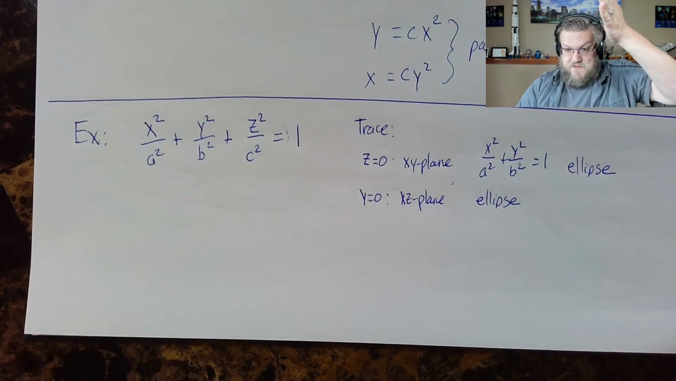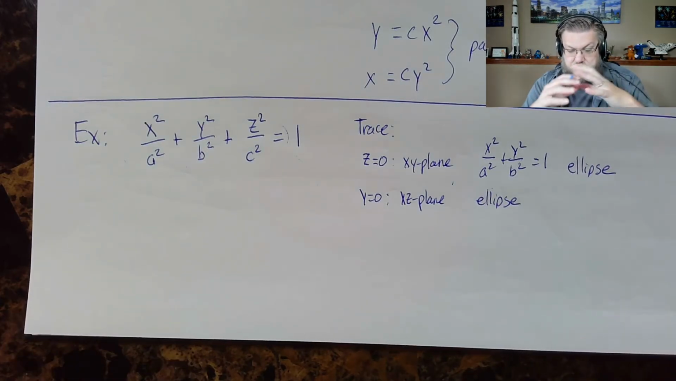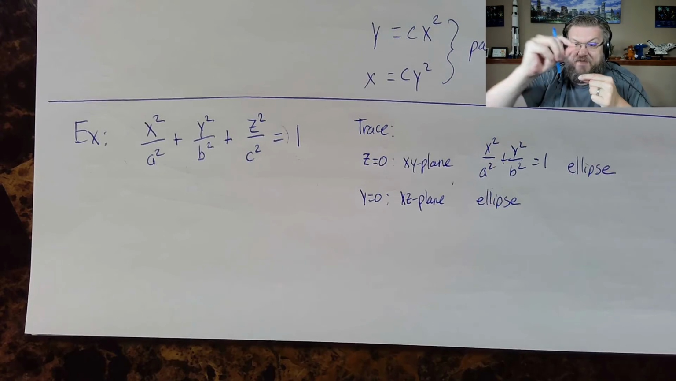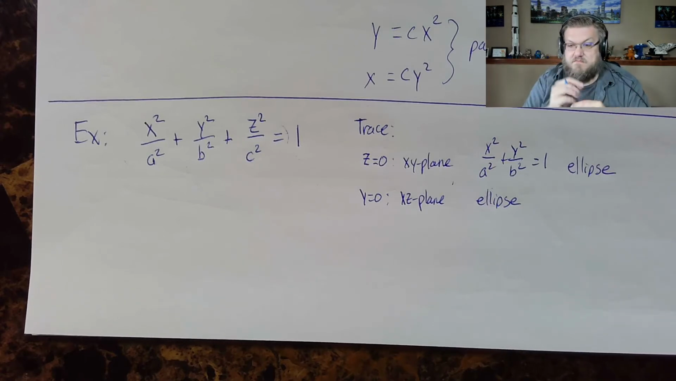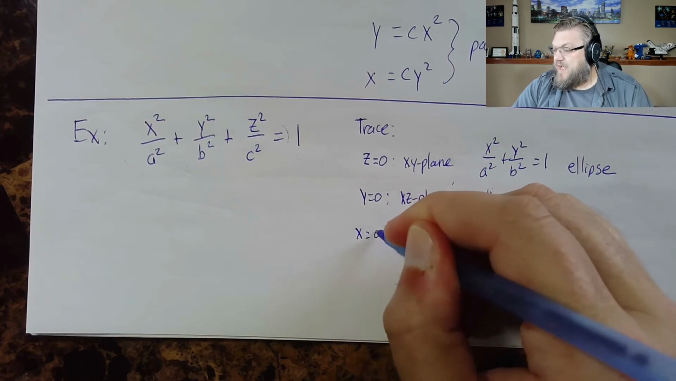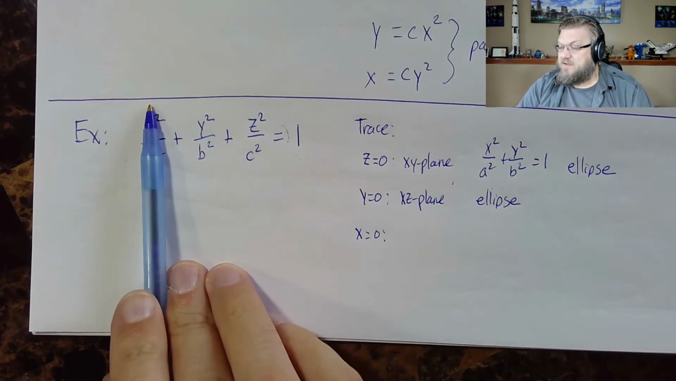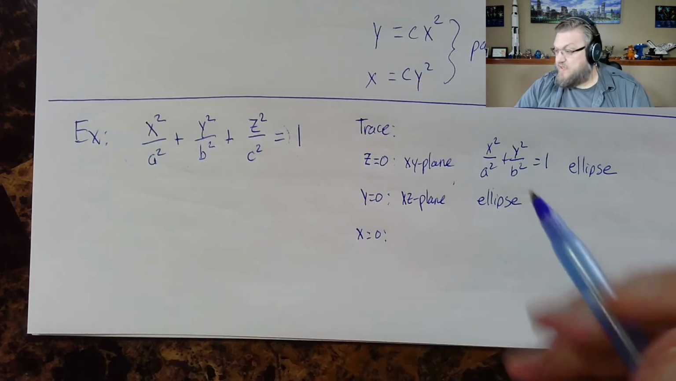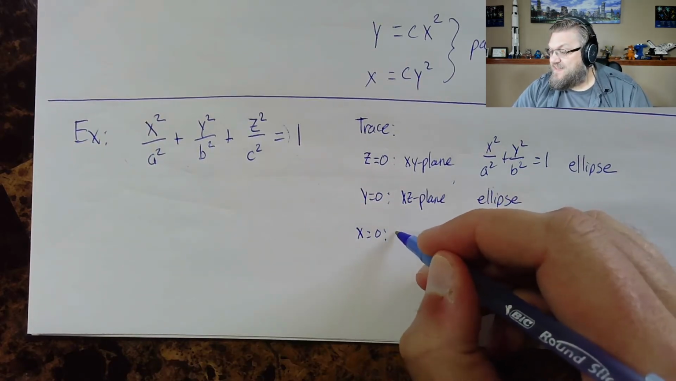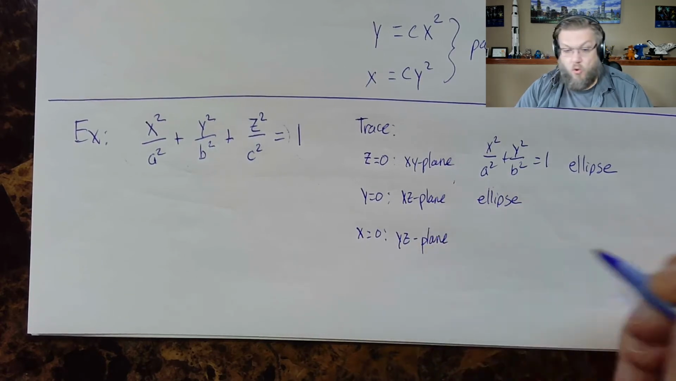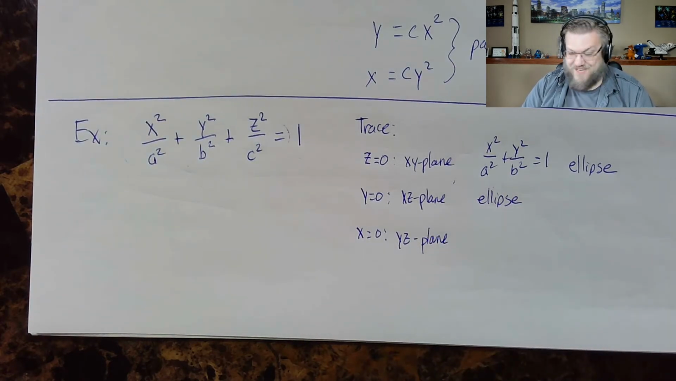That means when I chop it with this plane, the xz plane, I also get an ellipse. So it's an ellipse this way, and now it's an ellipse this way. Let's do the final trace. X equals 0. If x is 0, look at this. I end up getting an ellipse. So no matter how I slice it, I literally get an ellipse in all of the coordinate axes traces.